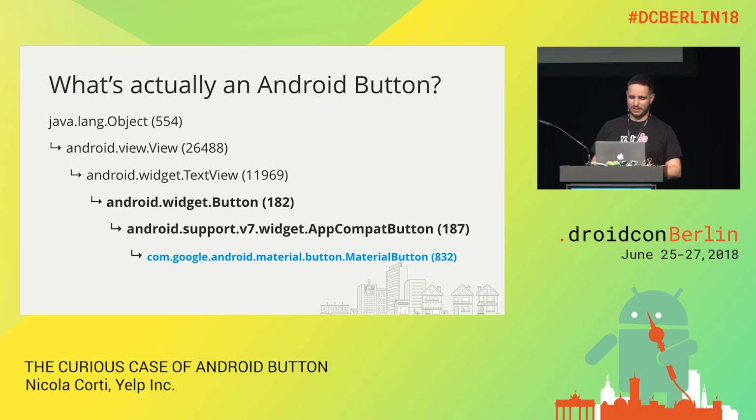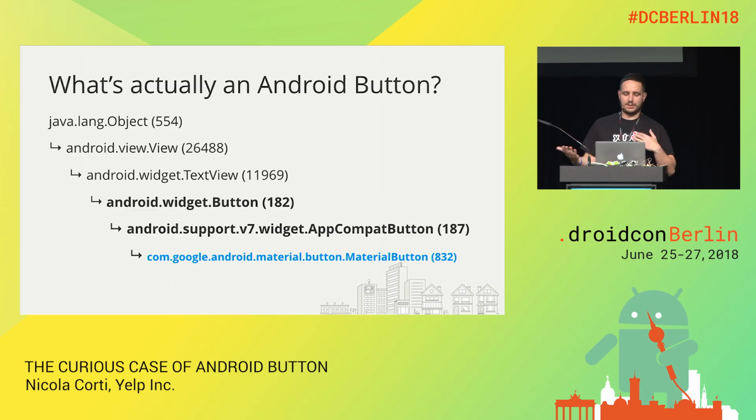Specifically, in this new Material Components library, they introduced a new component called MaterialButton. This is a subclass of AppCompatButton, and it's still only 800 lines of code, nothing really magic.